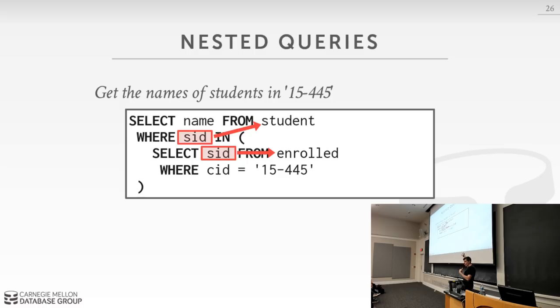So we execute the inner query, we produce the set of all student IDs, and then for every single tuple in the outer query, we check to see whether it exists in that set. And again, this shows you why I was saying before, the stupid way to execute this is for every single tuple in the outer query, re-execute the inner query over and over again. That's stupid because we only need to produce the inner query once, and then we can reuse it for every single tuple in the outer query.